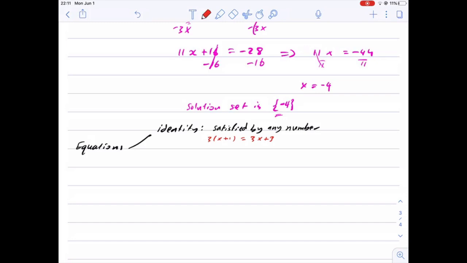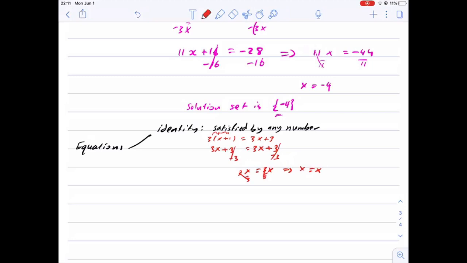Now let's simplify the left-hand side. We distribute 3. So we have 3x plus 3 equals 3x plus 3. And if we look at the left-hand side and the right-hand side, they are equal. Since they are equal, we can plug in any value and that equation is still true. Let's subtract 3 first. We get 3x equals 3x, and then divide by 3 on both sides. You get x equals x.